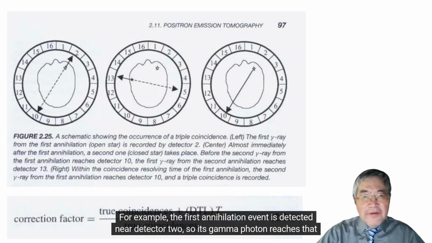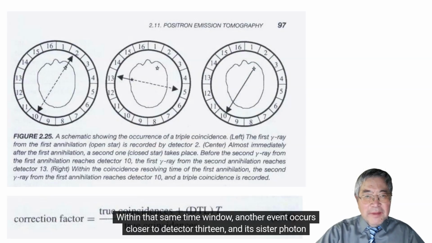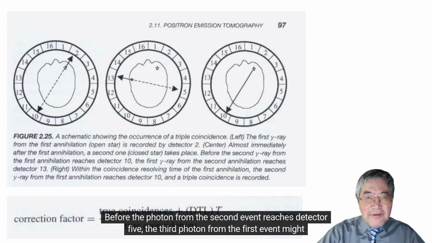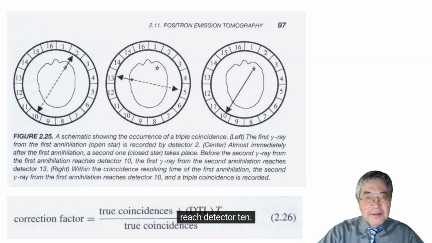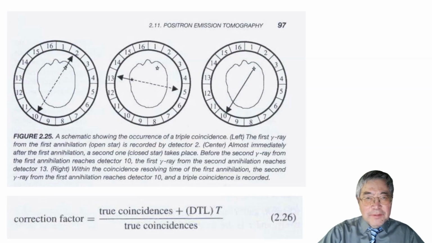For example, the first annihilation event is detected near detector 2, so its gamma photon reaches that detector and is recorded. Within that same time window, another event occurs closer to detector 13, and its sister photon travels a longer path. Before the photon from the second event reaches detector 5, the third photon from the first event might reach detector 10. So, within the same interval, 3 photons can be detected as coincidences.